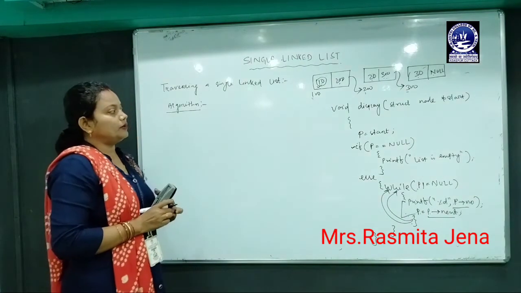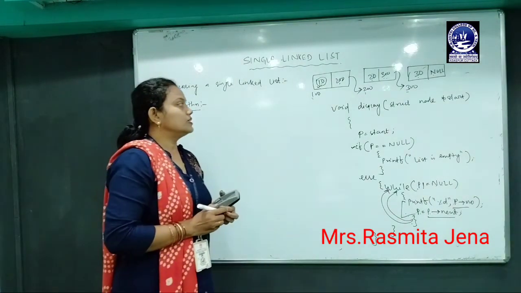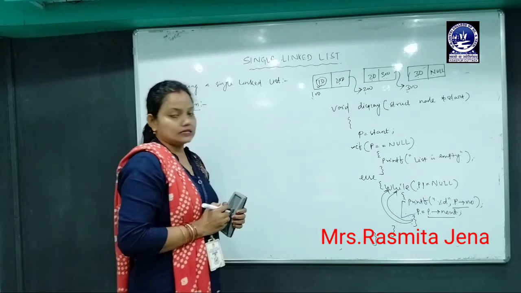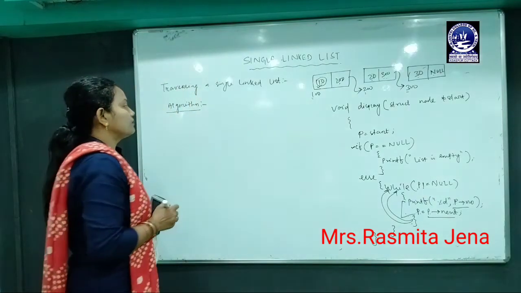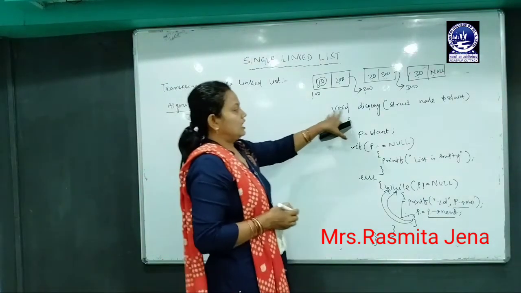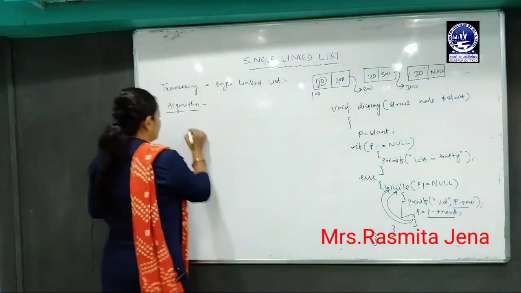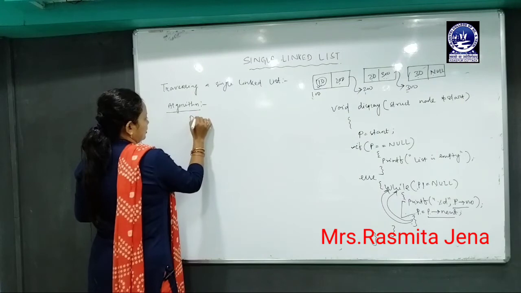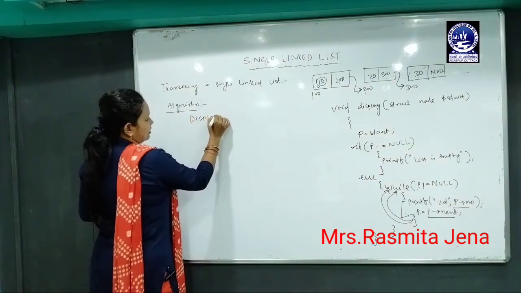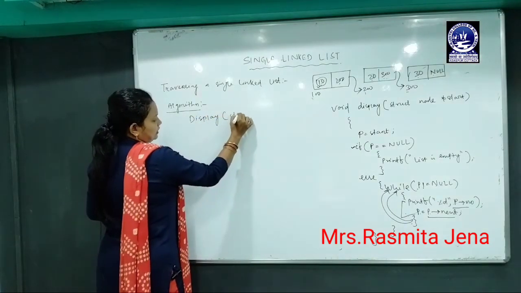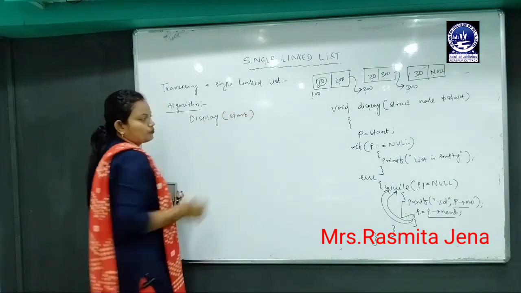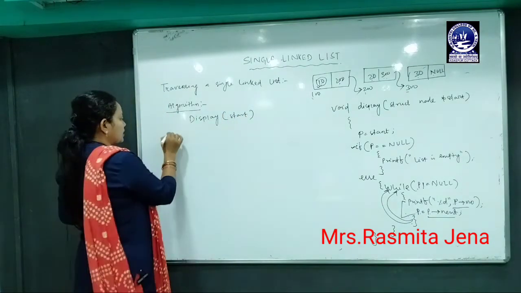So the algorithm implementation for displaying the single linked list data. Okay. See, this is the void display start node. For that, you just write the name of the function, display. Okay. It contains the start pointer. Then step 1.